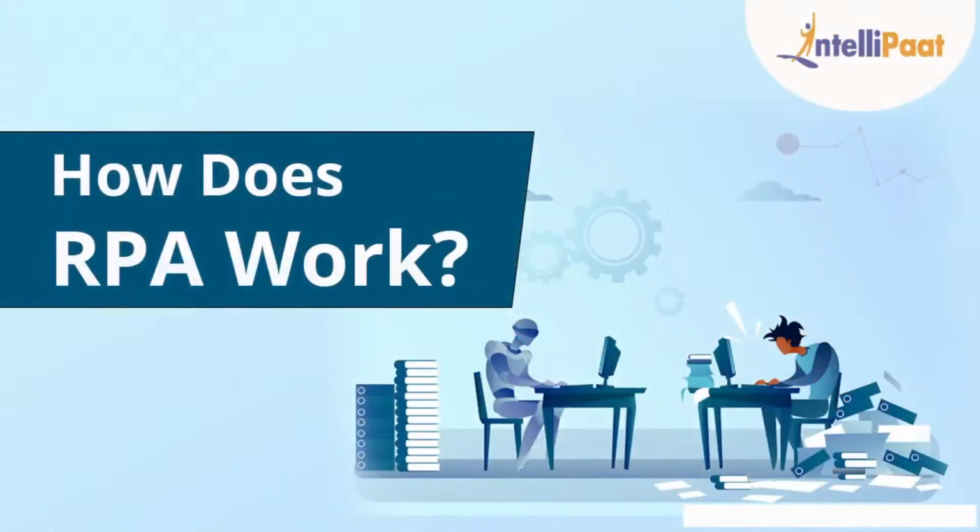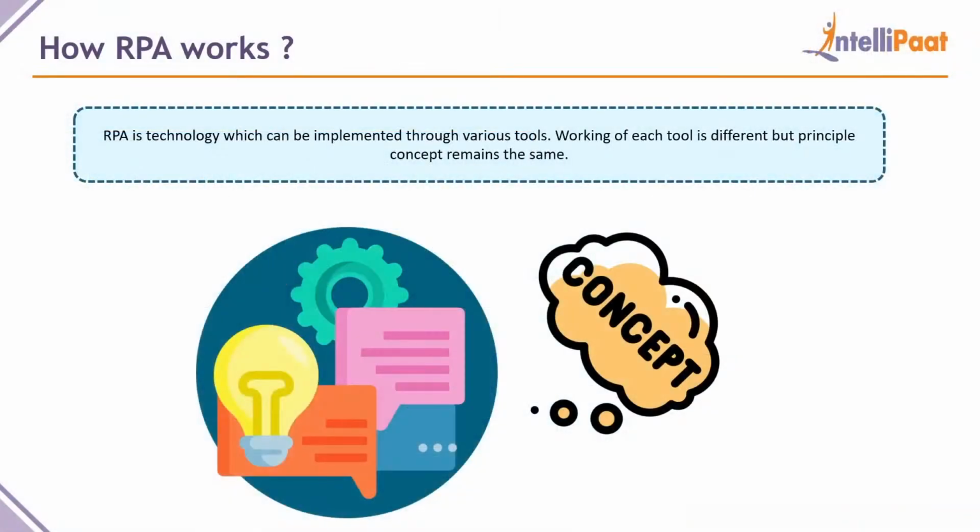So let's try to understand how RPA works. It would be a little bit confusing as to how it actually works, but it is very simple and intuitive. First and foremost, as I mentioned, RPA is a technology, it's not a software. It's the basic concept that you can initialize a robot which will lead to some actions that you have defined. So it can be implemented through various tools.